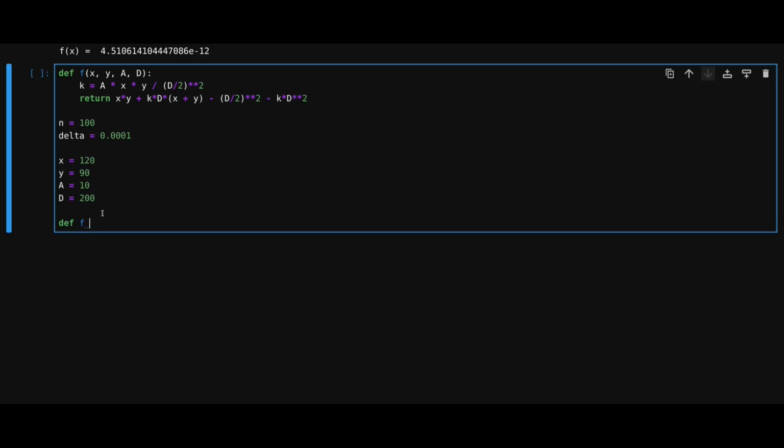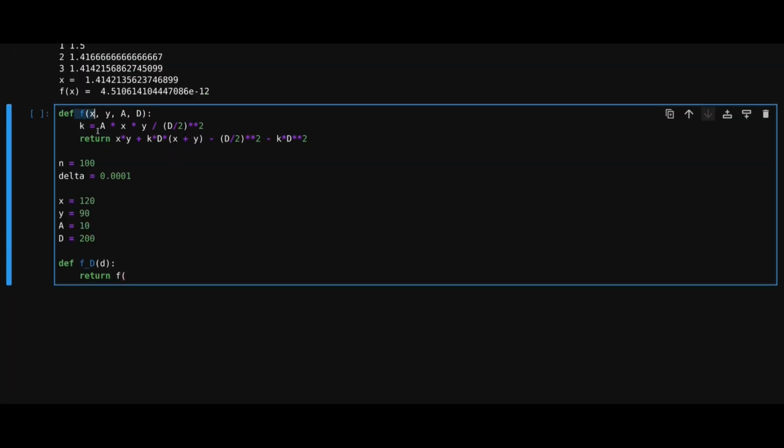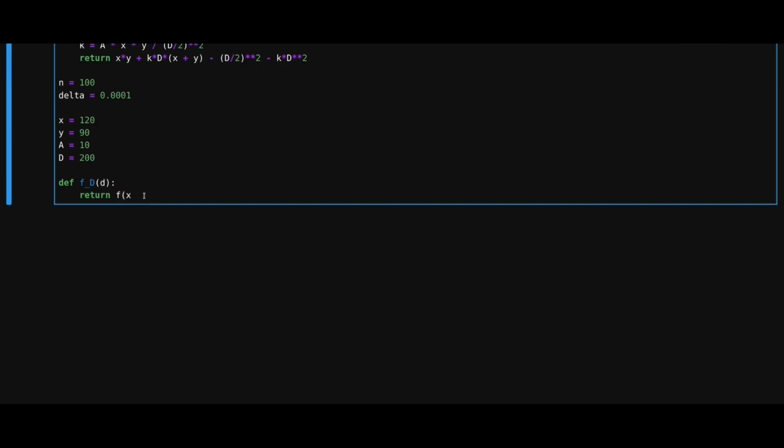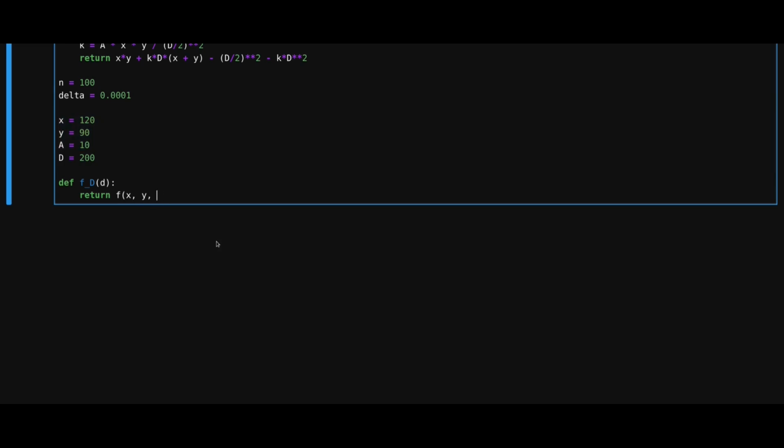Def f, I'll call this fd. It's going to take in a single input, the d that will be passed into the Newton's method. Then it's going to return f, f is the function that's defined over here. The x is already known, so this x will be used. Y is also known, and a is also known. So x, y, and a, these 3 parameters will be used for this function. x, y, a, and d will come from the Newton's method.